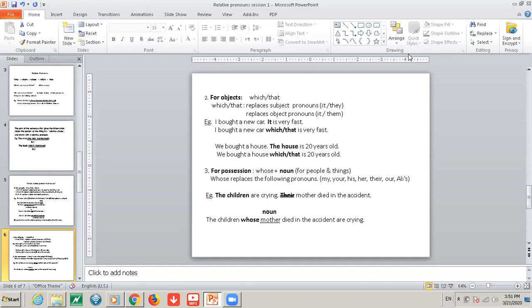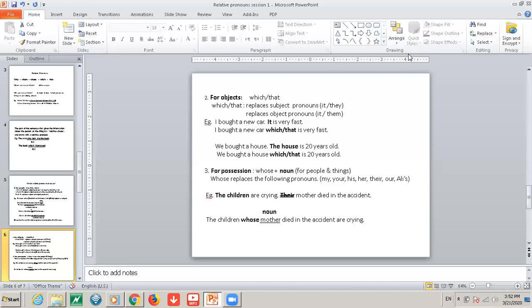Another sentence: we bought a house. The house is 20 years old. Let's join these two sentences. Now, we bought a house which is 20 years old, or that is 20 years old. You can use that instead of which. That or which, we can use them instead of the house.